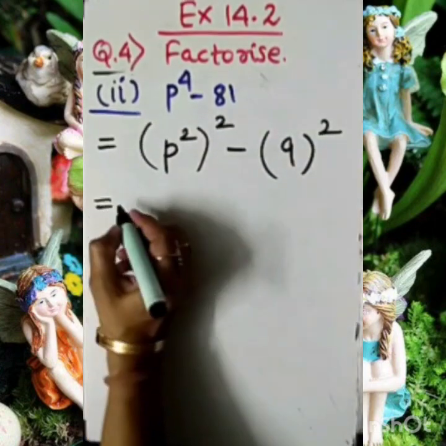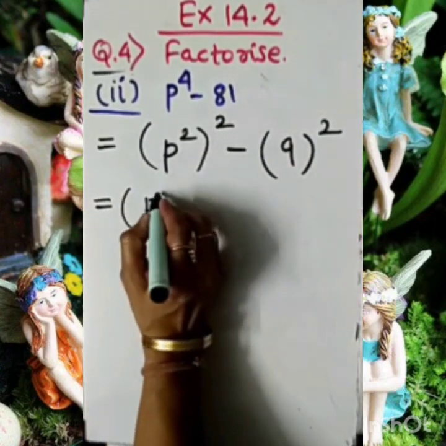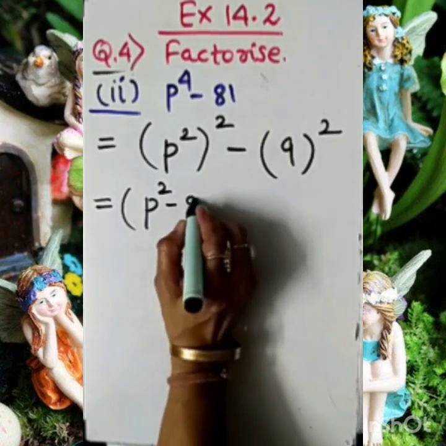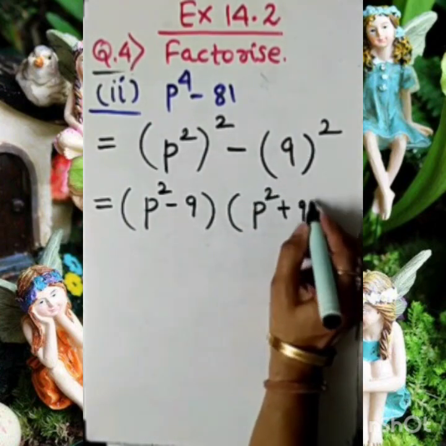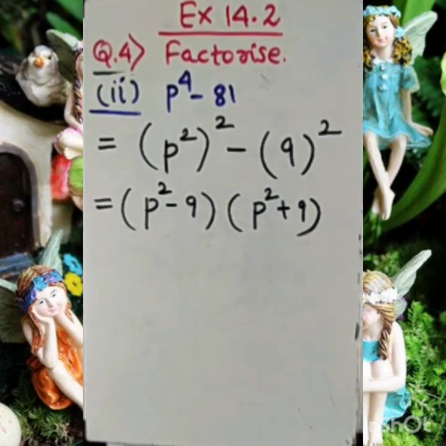So dear student, as usual, we apply the third identity. So p square minus 9 and p square plus 9. Okay, p square minus 9, p square plus 9.